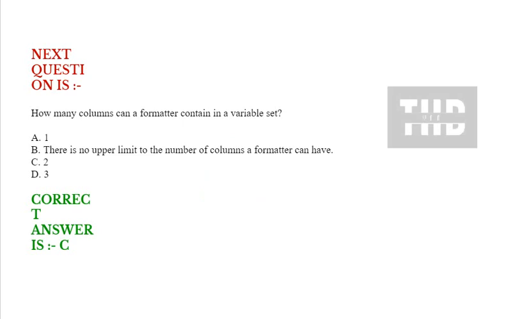Question is, how many columns can a formatter contain in a variable set? Option A, 1. Option B, there is no upper limit to the number of columns a formatter can have. Option C, 2. Option D, 3. Correct answer is option C.